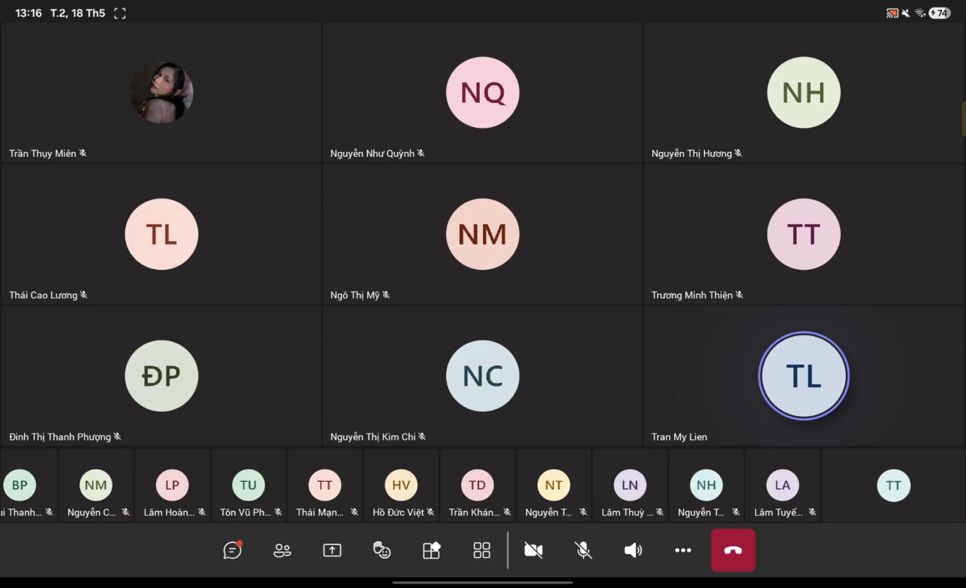Now to review the previous lesson, I'd like you to watch a video clip about the cardiovascular system to have an overview of this organ system.